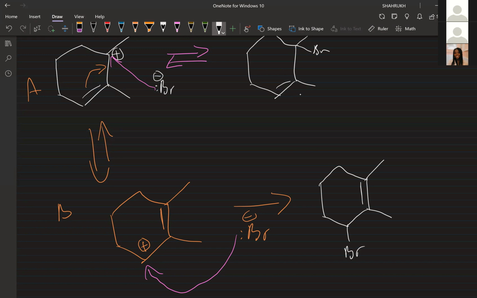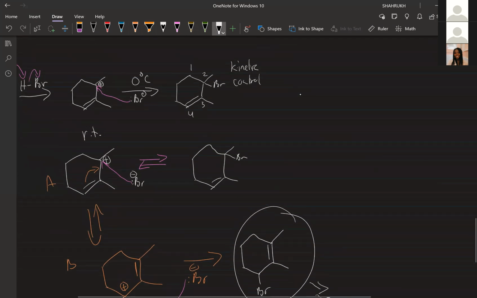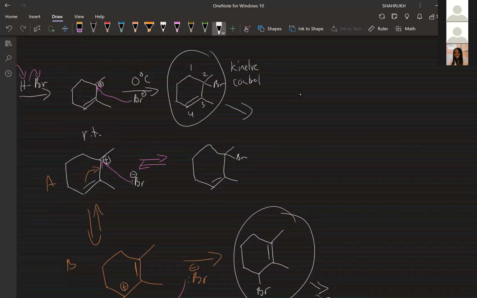But at high temperatures, which one is going to be more major? I think the kinetic one. High temperature is major. This is the major, right? So this is thermodynamic. Let me just write that under here. This is thermodynamic.